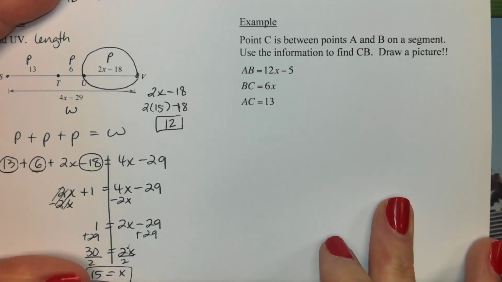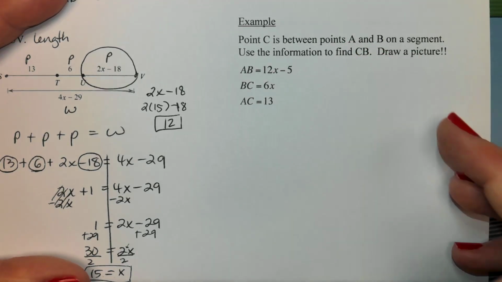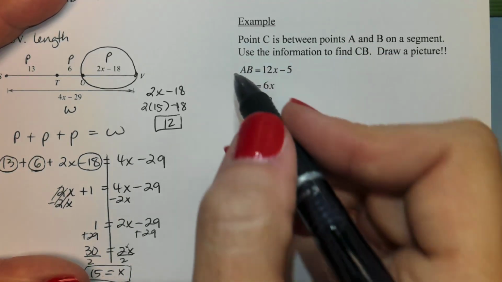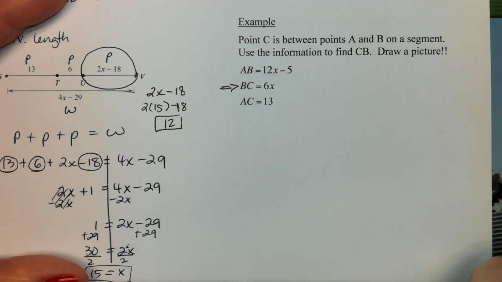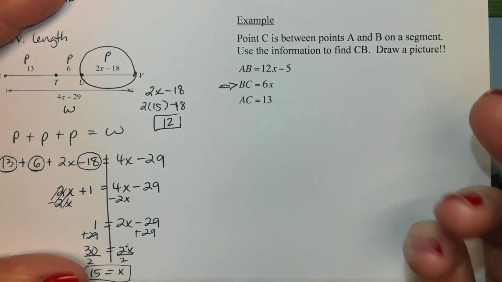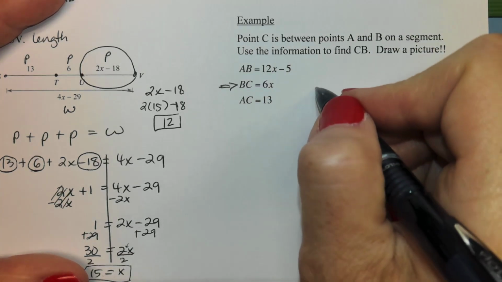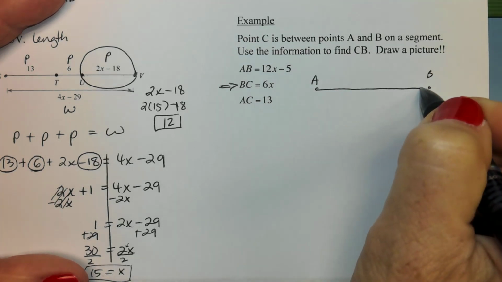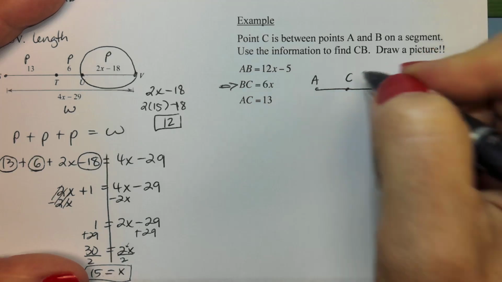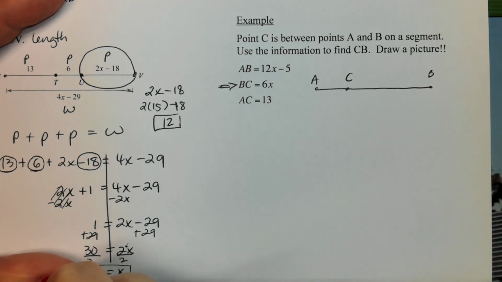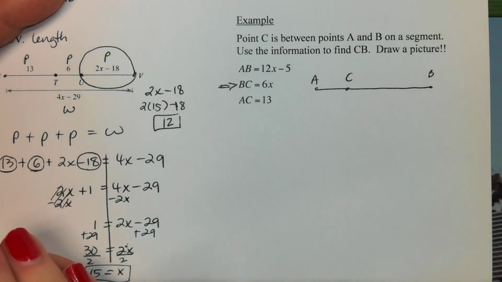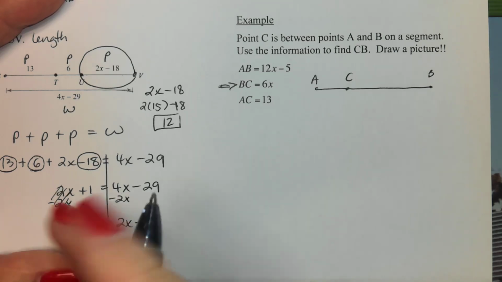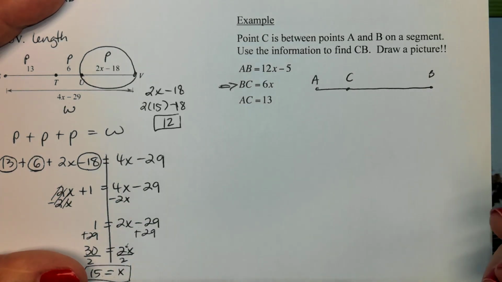One more. Says point C is between A and B on a segment. Use this information to find CB. That's the one we're after. And we should draw a picture. Okay, so C is between A and B. So I'm going to put an A here, a B here, and C is between them somewhere. And remember, I don't know if C is right in the middle, so don't put it there because otherwise you'll think it's in the middle. So I just kind of put it off to one side.